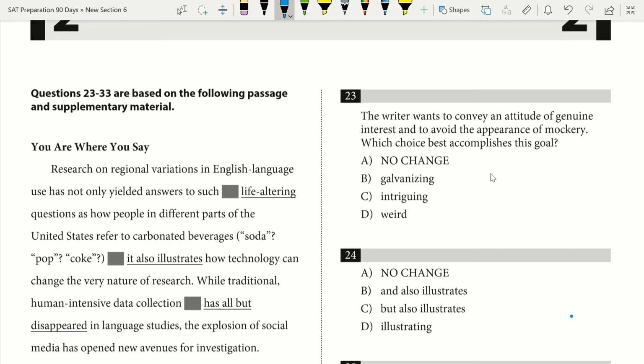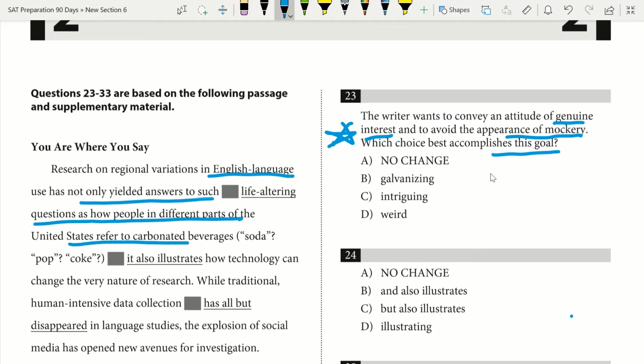So you have "You Are Where You Say." Research on regional variations in English language use has not only yielded answers to such... and now I'm told the writer wants to convey an attitude of genuine interest and to avoid the appearance of mockery. What best accomplishes this goal? Well, we're talking about regional variations in the English language. It's yielded answers to such questions as how people in different parts of the United States refer to carbonated beverages. Now that right there is not a life-altering question. It's not galvanizing, and it's not a weird question either, but it is an intriguing question. And the use of the word intriguing here shows a genuine interest, and it's not showing any mockery. So that's going to be our correct answer there.